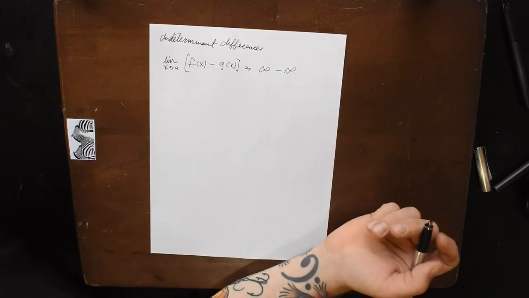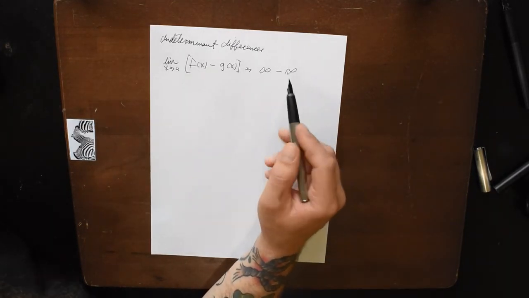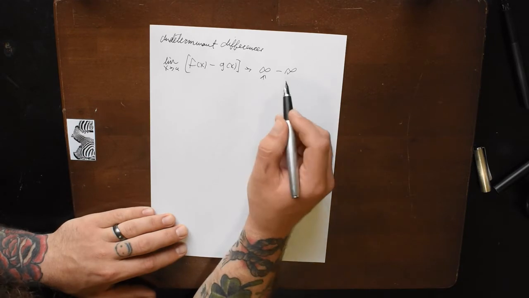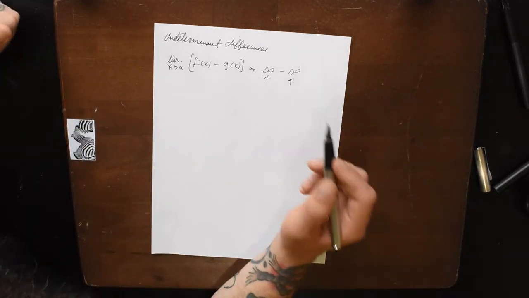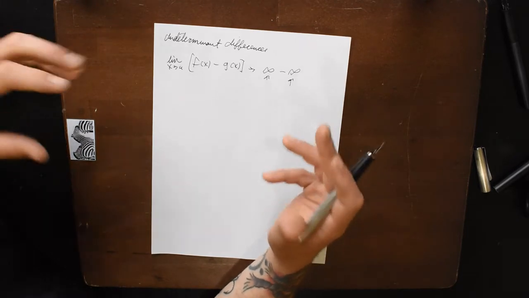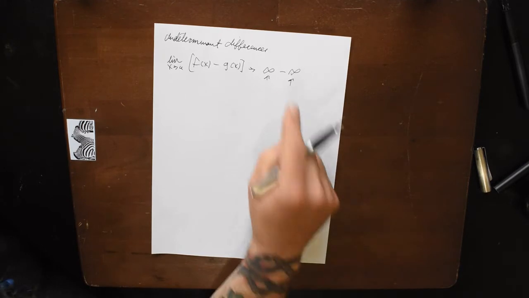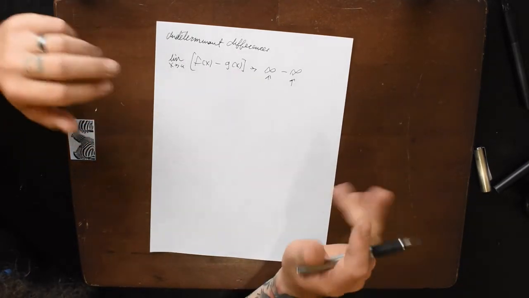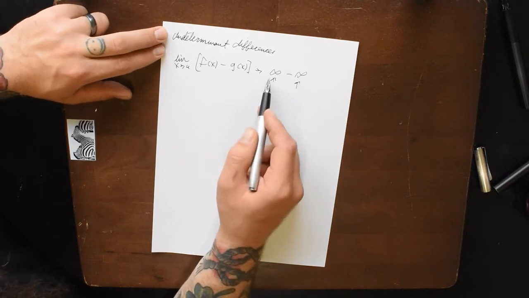The reason why it's an indeterminate difference is we don't know if one of these infinities is bigger than the other. If this infinity is bigger, then we would go to positive infinity. If this infinity was bigger, we'd go to negative infinity. It's possible that these infinities are relatively the same size and this difference goes to some finite number. We just don't know about infinity minus infinity.